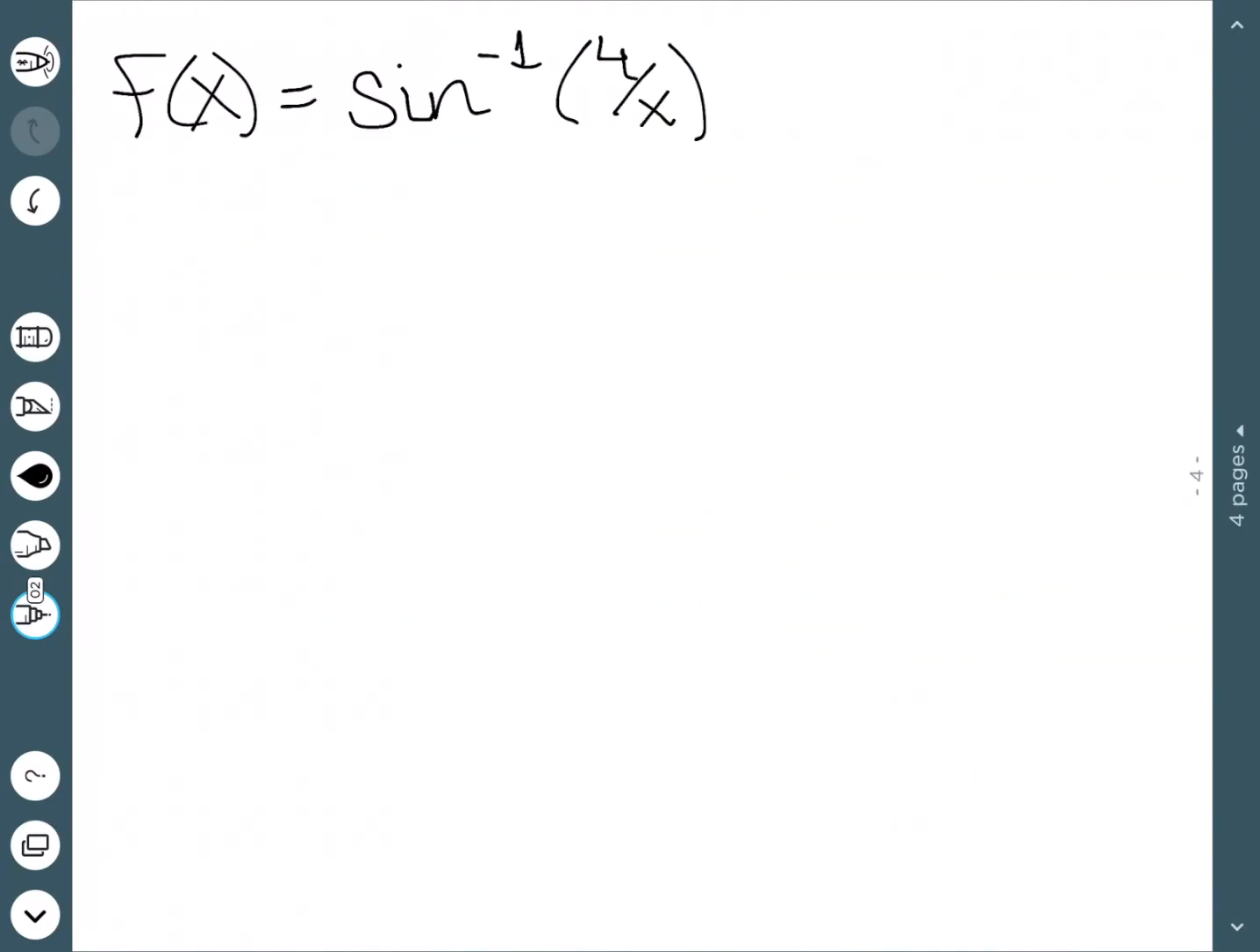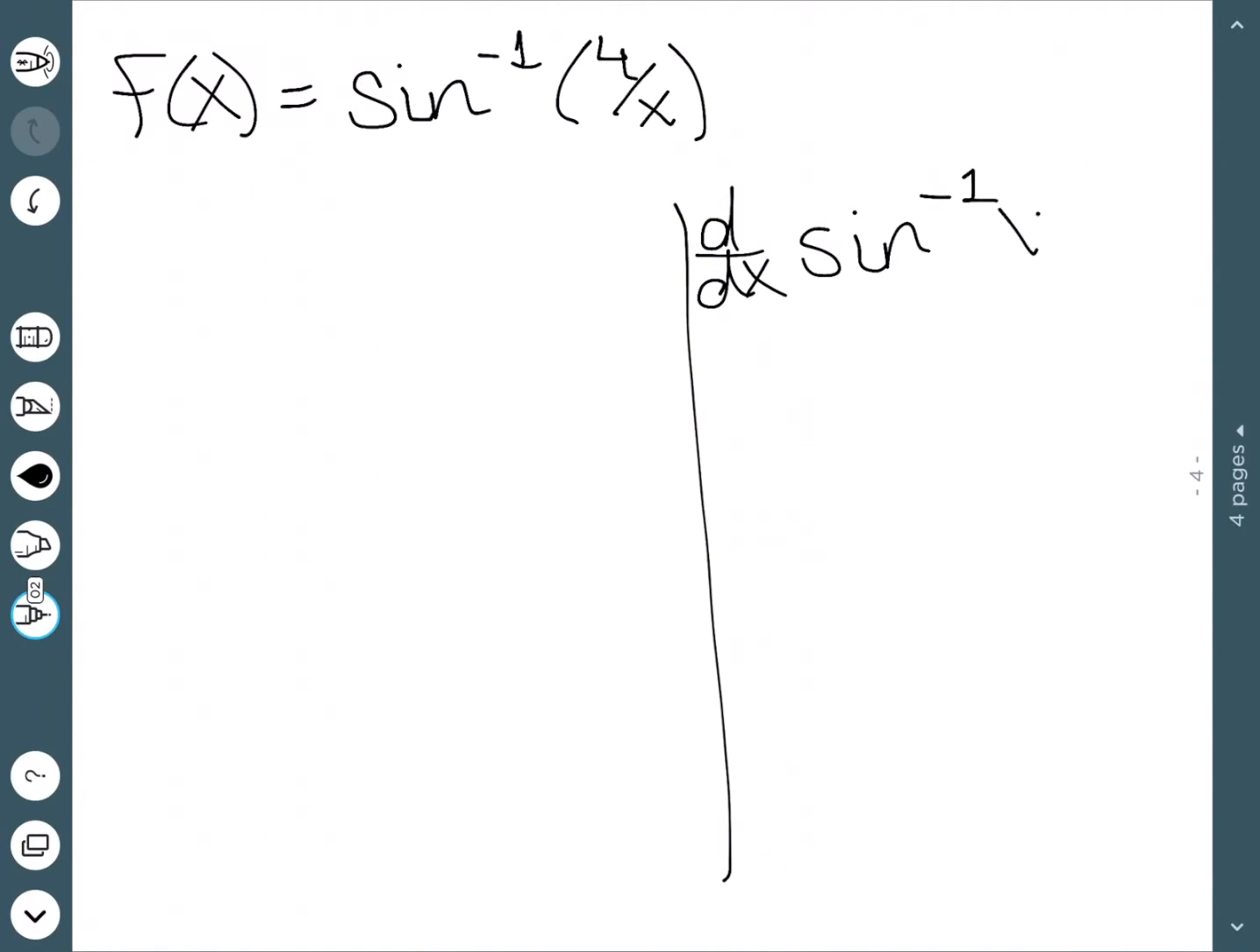Here, I want to find the derivative of inverse sine of 4 over x. As a side note, we said that the derivative of inverse sine of x is 1 over the square root of 1 minus x squared. Here I don't have inverse sine of x, instead I have inverse sine of 4 over x, so I'm going to have to use the chain rule.